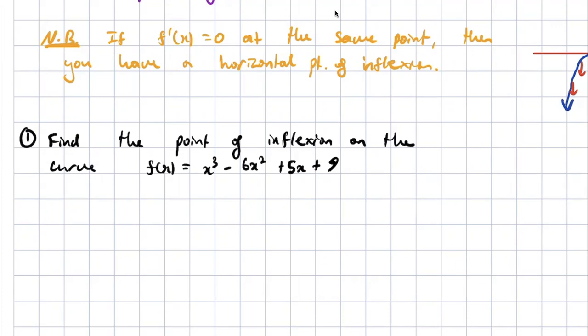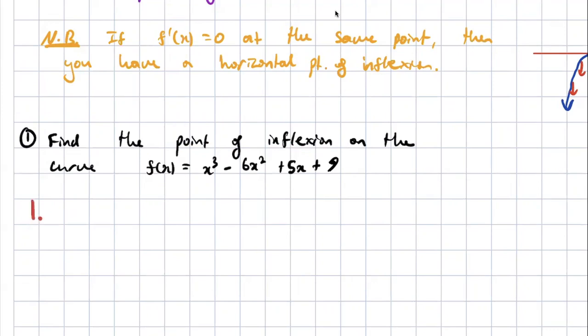Okay, so this particular question says, find the point of inflection. That should be your hint in this question that you're going to find the second derivative on the curve, which is x cubed minus 6x squared plus 5x plus 9. So in this particular example, I'm going to step this out step by step for you to give you a little bit of a scaffold, okay?